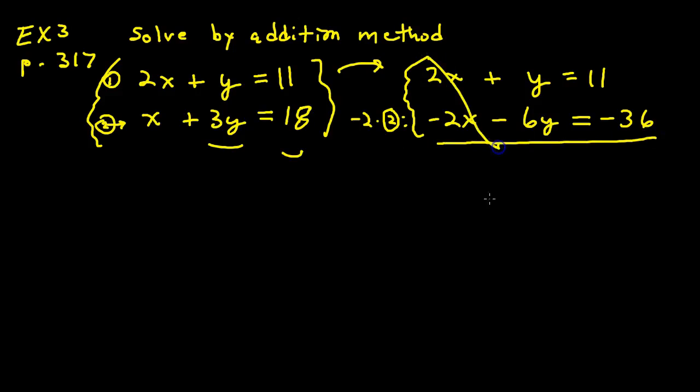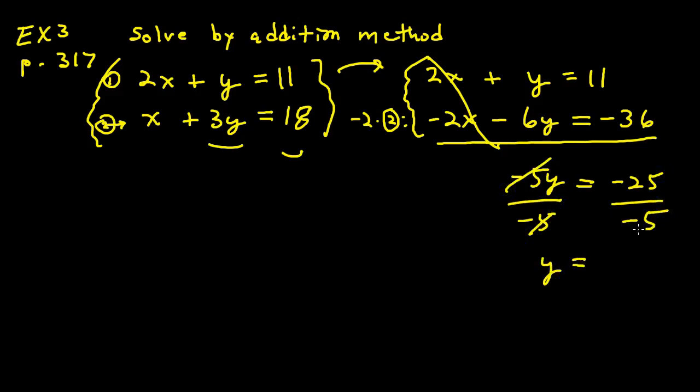The 2x and minus 2x cancel out. Minus 6y plus y is minus 5y. And minus 36 plus 11 is minus 25. I'll divide both sides by negative 5, of course. Canceling the minus 5's on the left, I get positive y equals, and negative 25 over negative 5 is positive 5. So I know that the y coordinate of my solution is going to be positive 5.